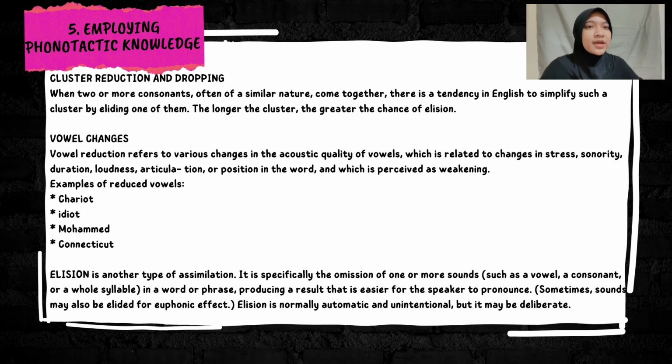And the fourth is elision. Elision is another type of assimilation. It is specifically the omission of one or more sounds, such as a vowel, a consonant, or a whole syllable in a word or phrase, producing a result that is easier for the speaker to pronounce. Sometimes sounds may also be elided for euphonic effect. Elision is normally automatic and unintentional, but it may be deliberate.